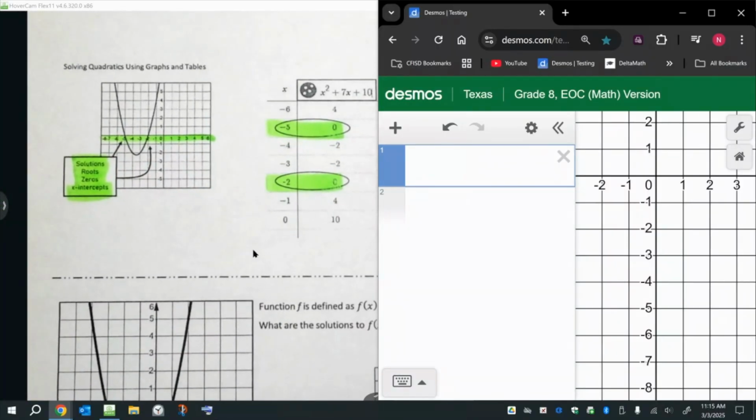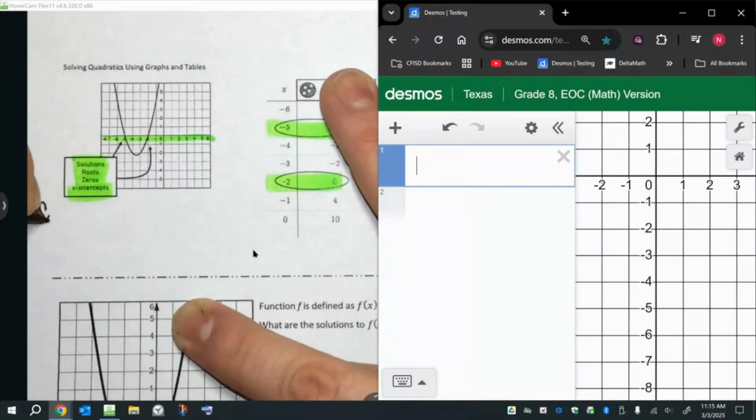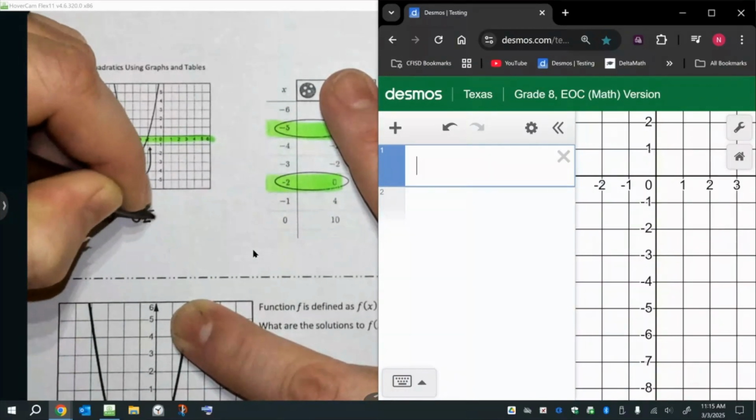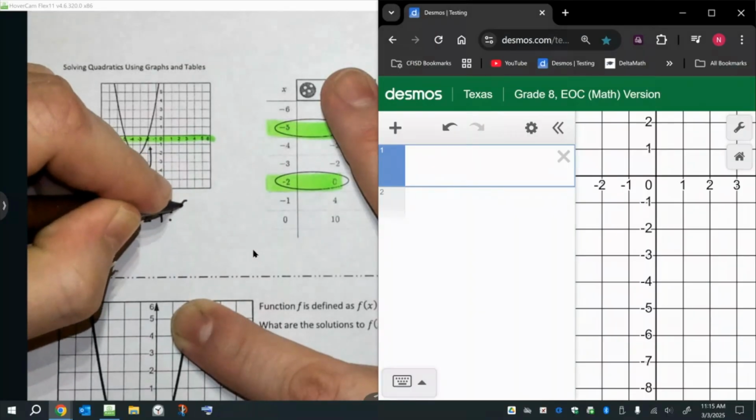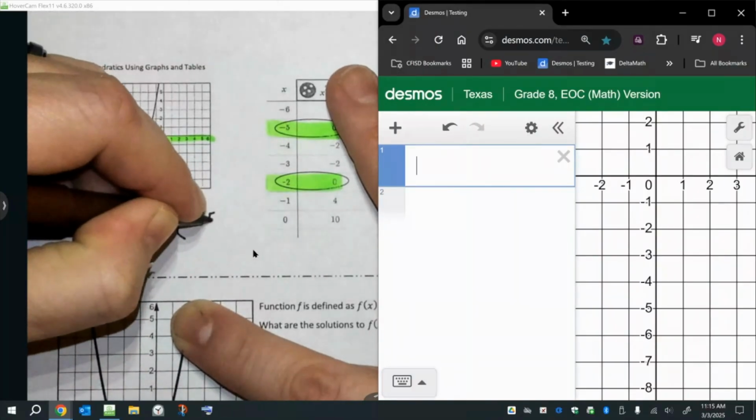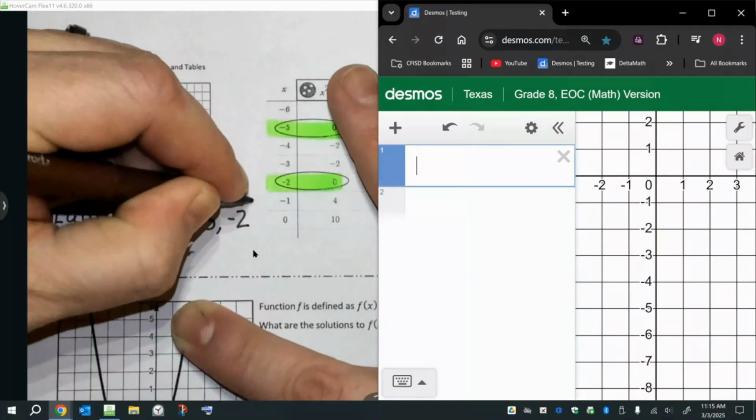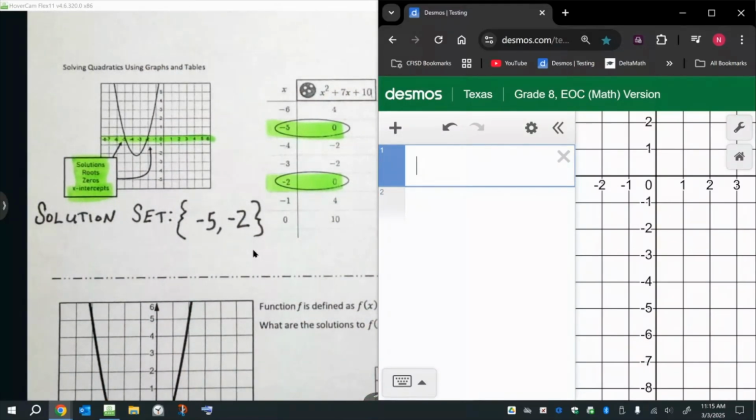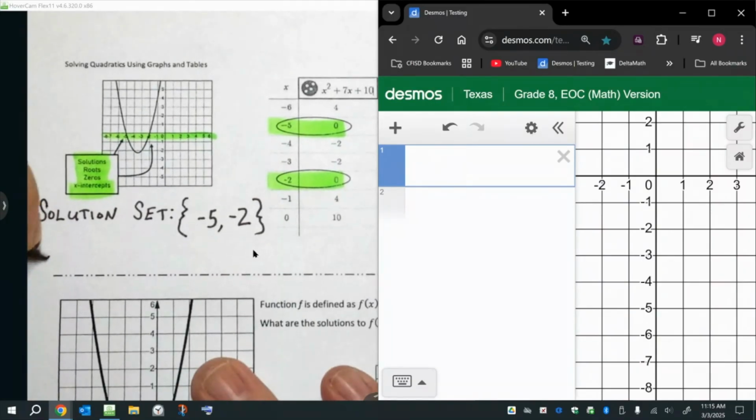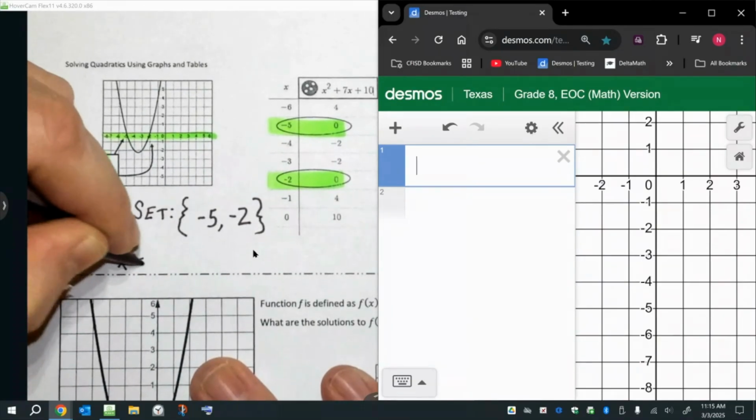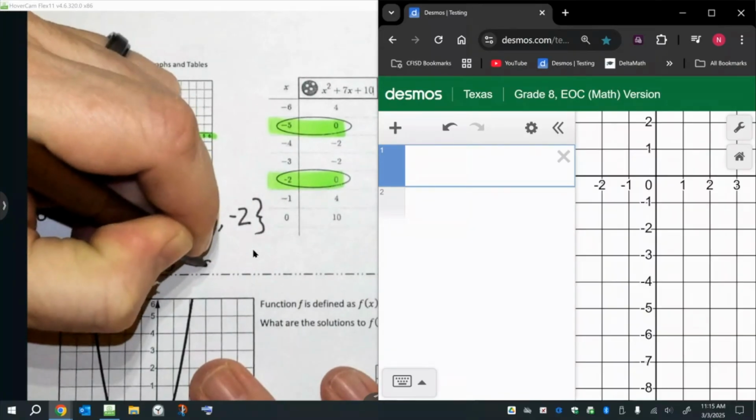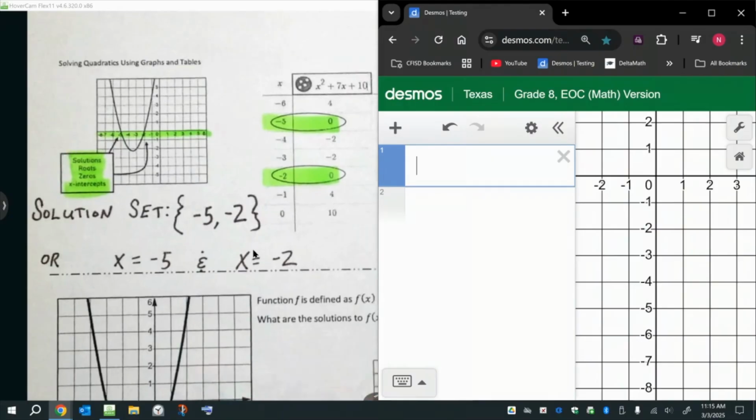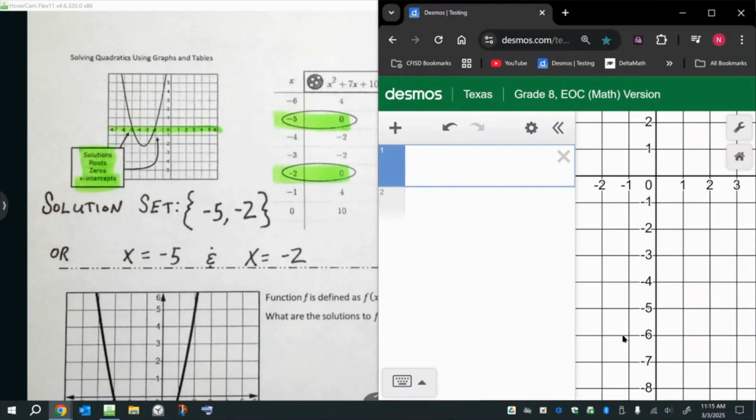And so we write it a couple of different ways. One way that we can write it is as a solution set. A solution set is -5, -2. You just write a set with little brackets, not parentheses. It's not an ordered pair, okay? Or we'll write it this way: x is equal to -5 and x equals -2. All right, so we're just simply trying to determine where this is happening.